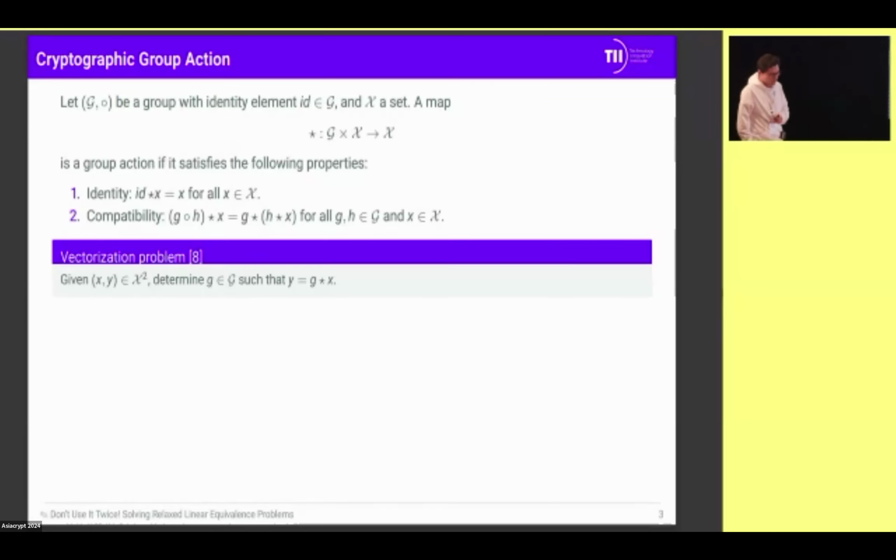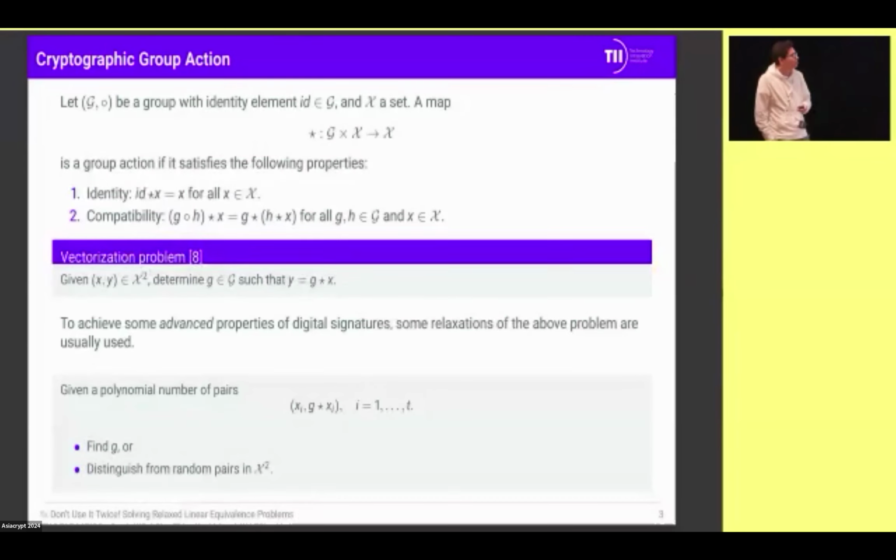Here, the hard problem in group action based cryptography is the vectorization problem. Given a pair x, y, you want to find the element g such that y is equal to g star x. So many cryptographic constructions use this group action framework.